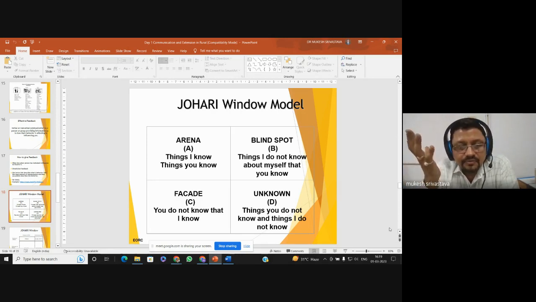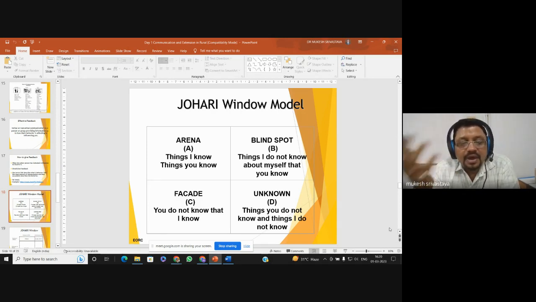Third is the fake it portion of the quadrant of the personality. That is, you do not know what I know. That means I know many things that you do not know. The person sitting in front of me, whom I am telling the information, does not know what I know. And the fourth quadrant is called unknown, meaning things you do not know and things I do not know. Both persons communicating with each other are unaware of that particular portion of information.